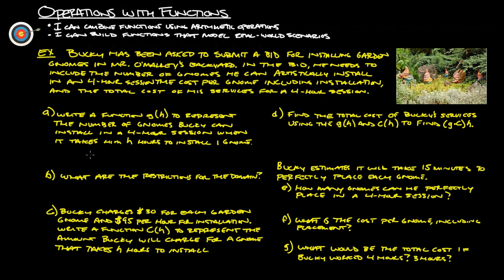So what we've got here is g of h is going to equal, let's see, he's going to do a 4-hour session, and then we need to multiply that by his rate of installation. If it takes him h hours to install one gnome, we wouldn't want to necessarily multiply that by h. Like if it takes him 2 hours to install a gnome, he's only going to get 2 gnomes in. So if we did times h, that'd be 4 times 2, which is 8. And we know that's not true.